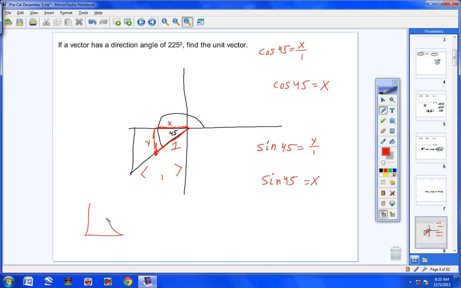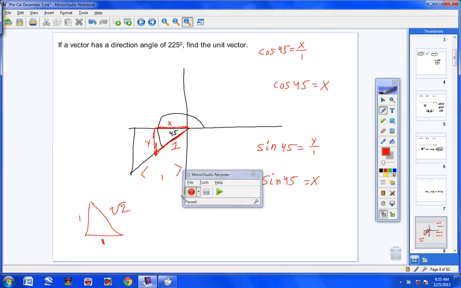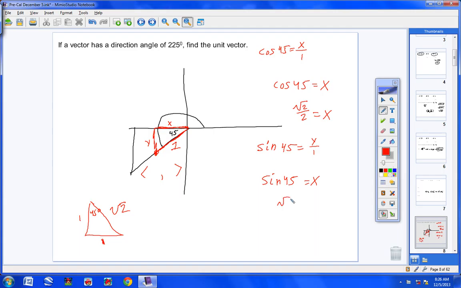I'm going to really quickly draw a 45-45 triangle. It's 1, 1, square root of 2. So let's see here. If I put a 45 degrees here, cosine of 45 would be square root of 2 over 2 equals x, and sine of 45 is also square root of 2 over 2 equals y. This should be a y right here, like it was right here.